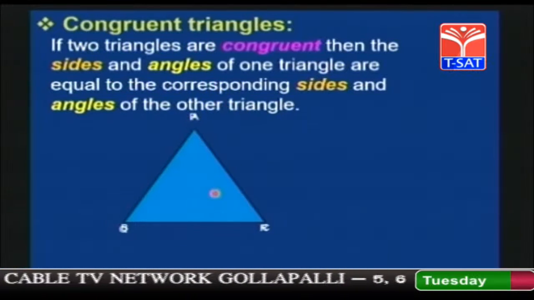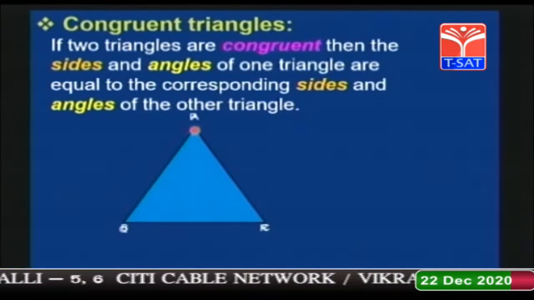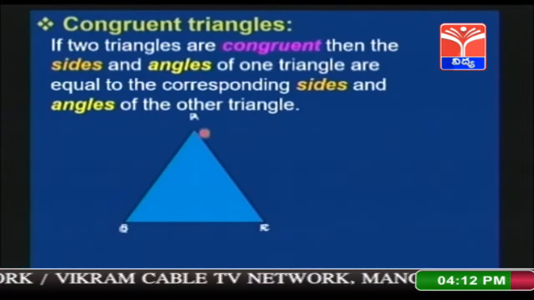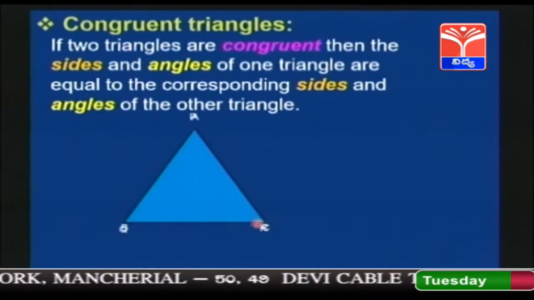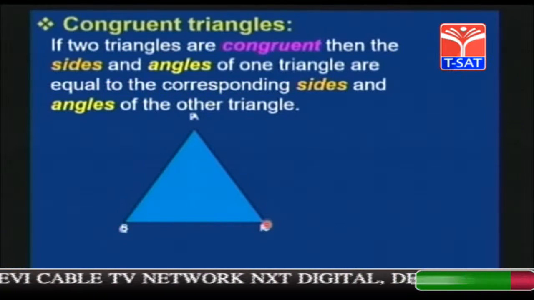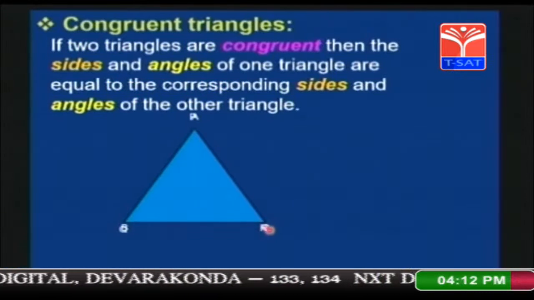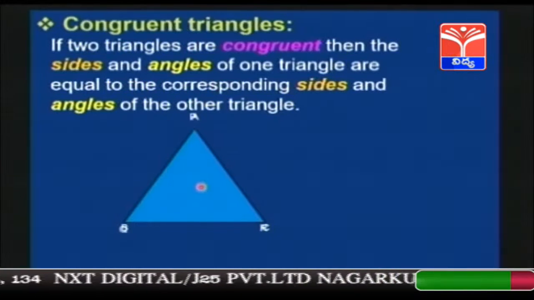Now what about the sides? This is the second observation. Observe the sides. In triangle ABC, the side AB is covered by side PQ, the side BC is covered by the side QR, and the third side CA is covered by side RP. So the sides are exactly covered.